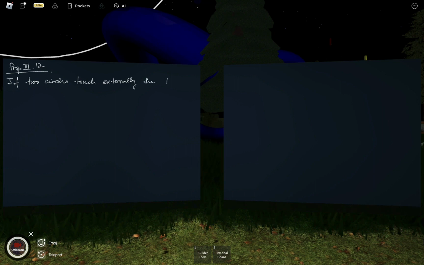then the line joining the centers will pass through the point of union. So the point where they touch, and the line through the centers, or the line joining the centers, will pass through the point of union.